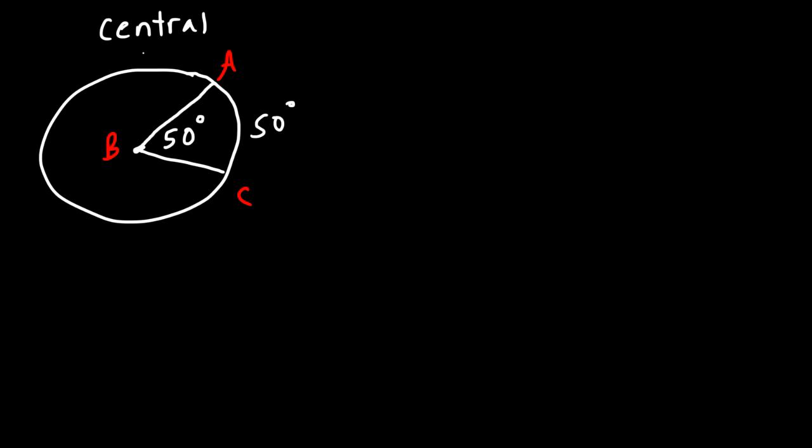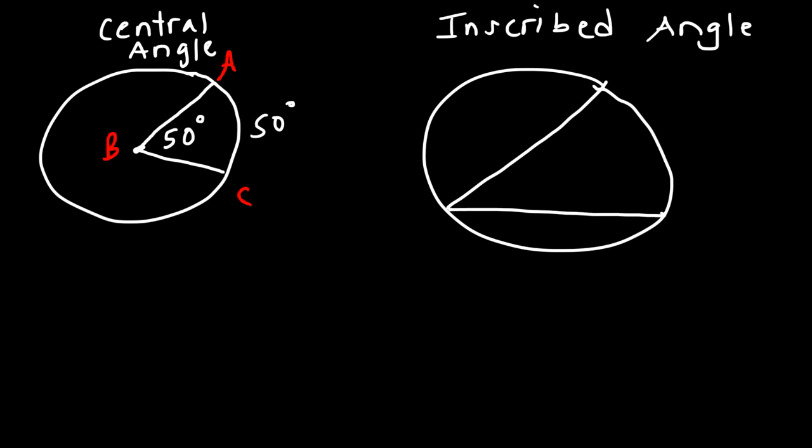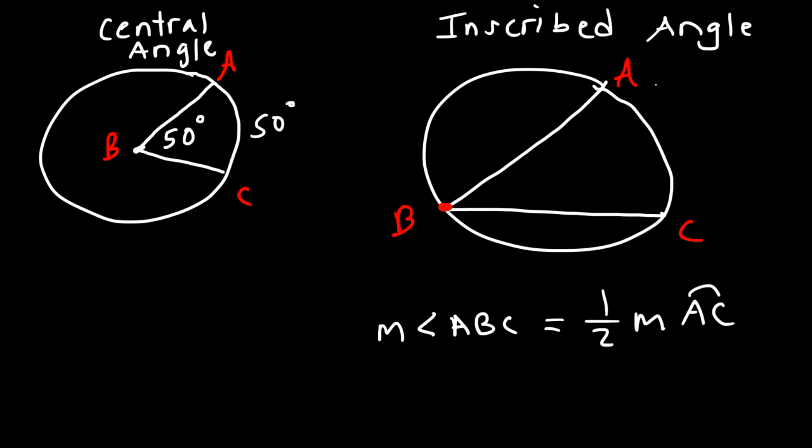Now, instead of having a central angle, what if we have something known as an inscribed angle? What do we need to know about this? So what exactly is an inscribed angle? In this case, we still have an angle formed by two chords, but the vertex is not at the center of the circle. Rather, the vertex is on the circle. What's the relationship between the inscribed angle and the measure of the intercepted arc? The measure of angle ABC is going to be 1/2 the measure of the intercepted arc AC. So let's say arc AC is 100 degrees, half of that is 50, so angle ABC will be 50 degrees.